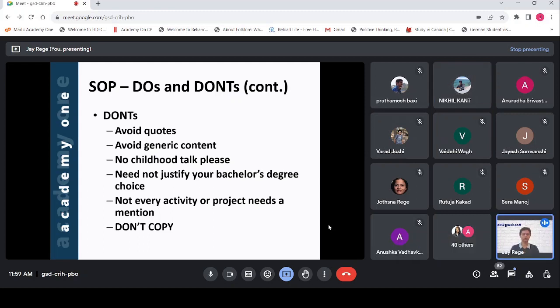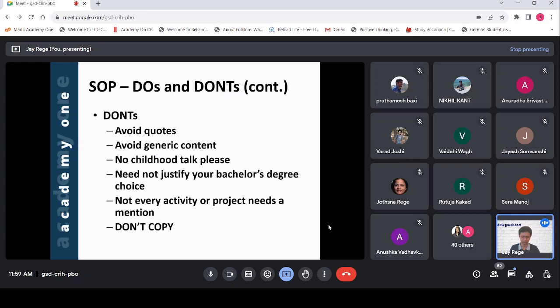Correct. Need not justify the bachelor's degree choice, and this applies to both cases. For example, many students apply for a master's in computer science, some with a bachelor's in computer science, and some without. If you are applying for a master's in computer science, you don't have to tell them why you chose a bachelor's in computer science after 12th. That part need not be there in the SOP.